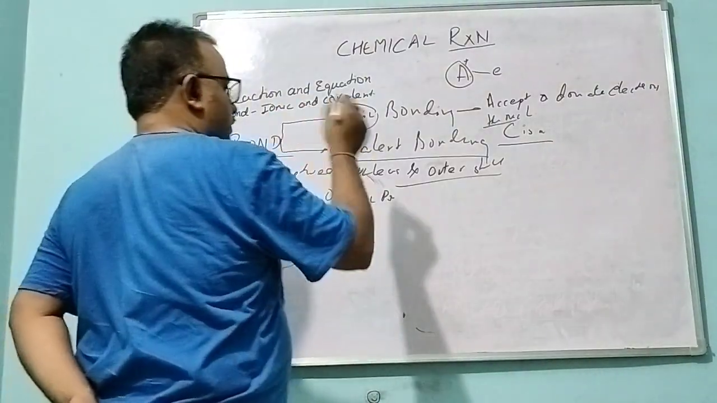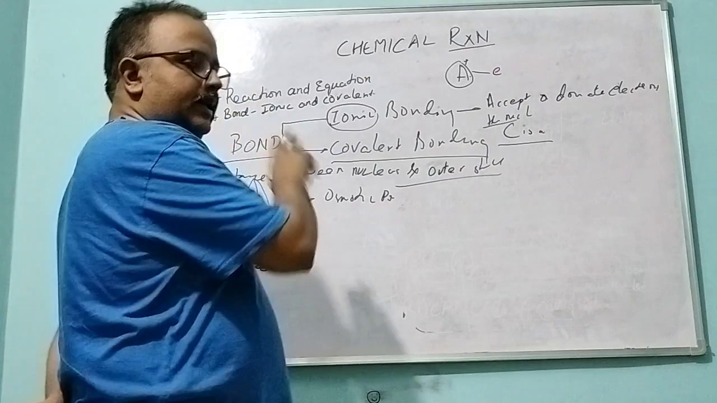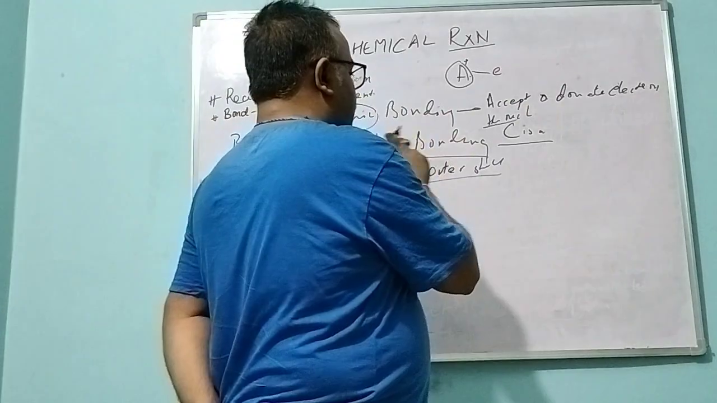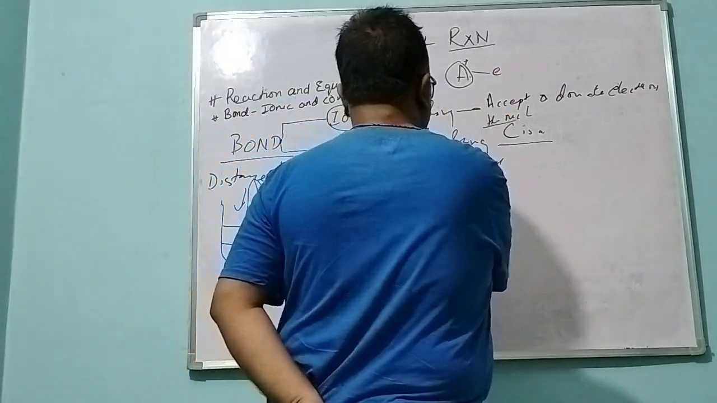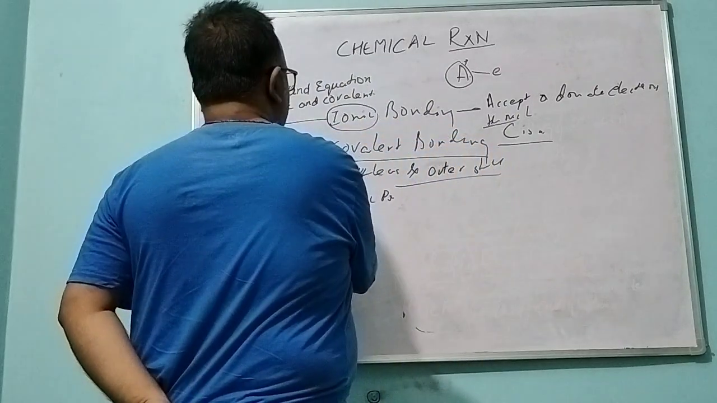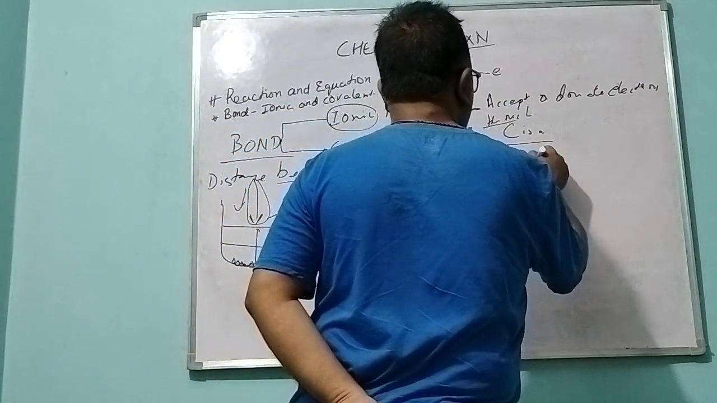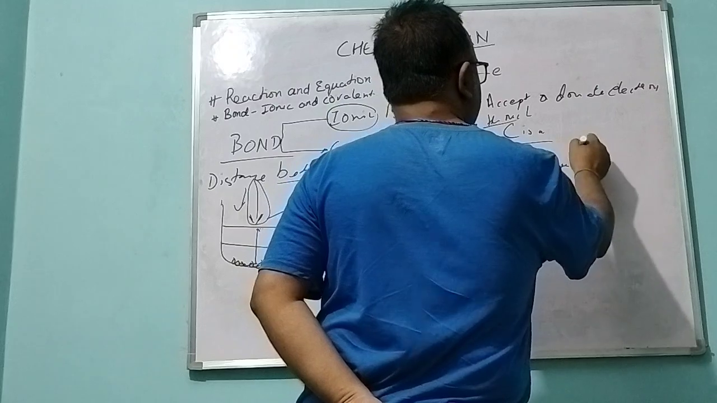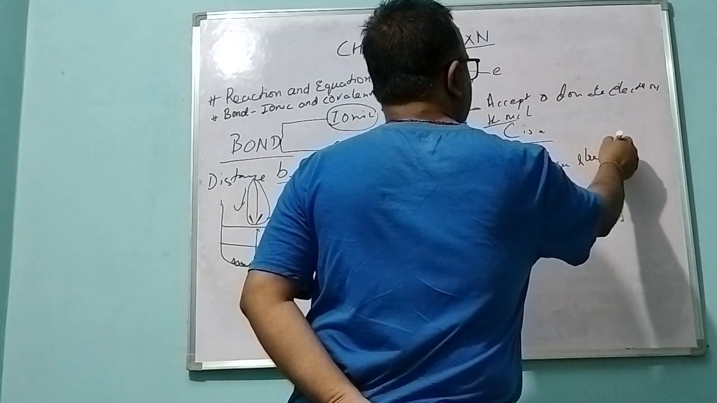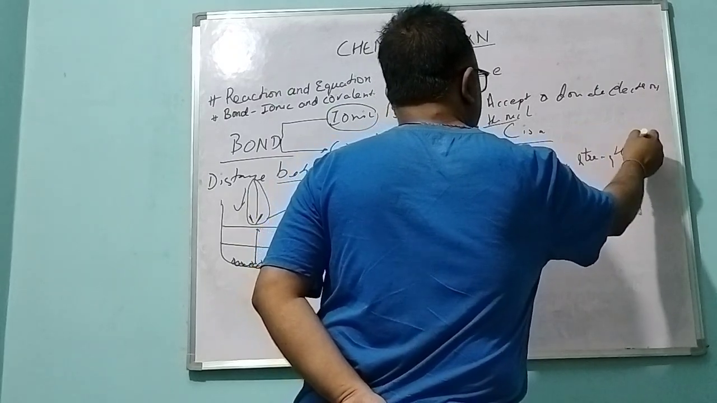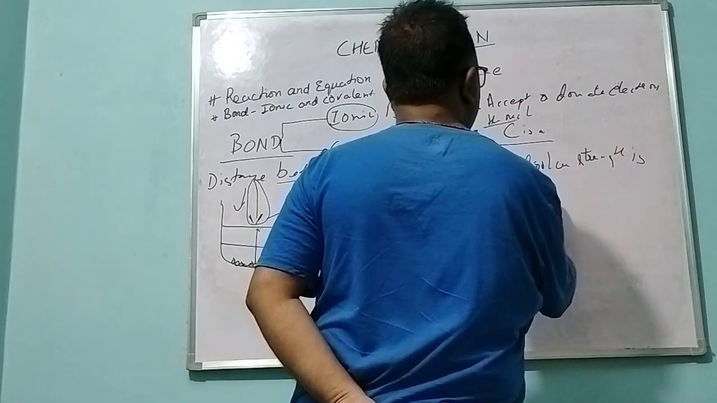Similarly, if the distance between the nucleus and the outer shell of any element or any atom is bigger, in that situation we will see that the bond strength or the dipolar strength is weak.